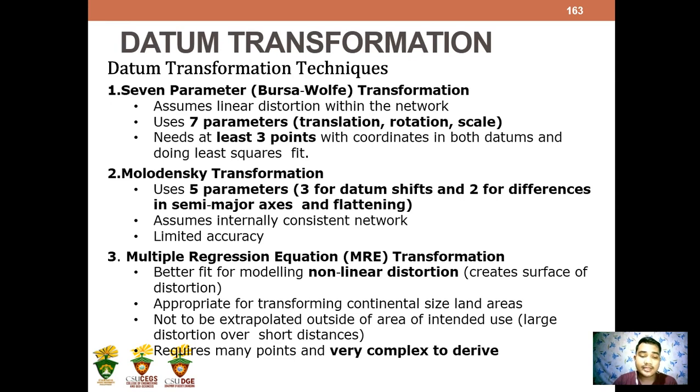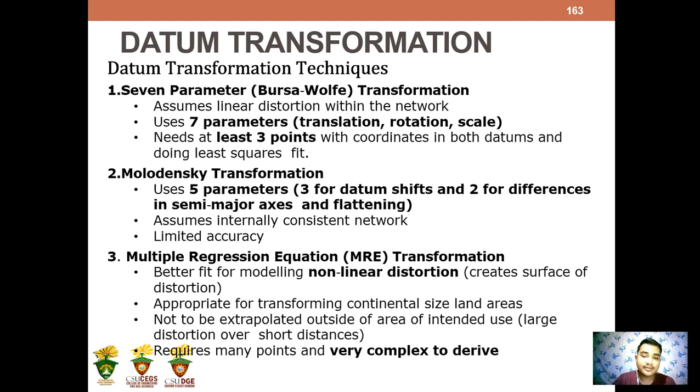It is a better fit for modeling nonlinear distortion, or it creates a surface of distortion. It is appropriate for transforming continental-size land areas and should not be extrapolated outside of the area of intended use, because large distortion over short distances may occur. And it requires many points and is very complex to derive.